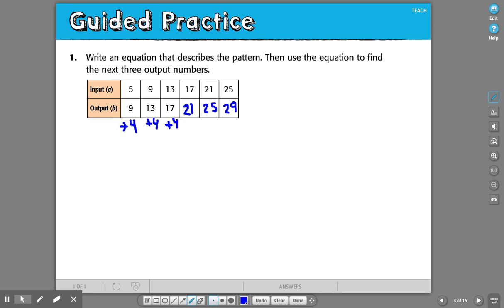So let's look at what letter we are putting in. We are putting in the letter A. So A comes first. That's what we're putting into our table. And what are we doing to it? Our rule is plus 4. And what letter are we going to get out? Our output is B. Remember, every equation has to have two letters, an operation, a rule, and an equal sign. Fill that in on your line.